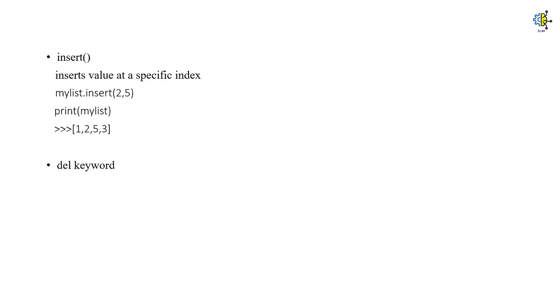The del keyword is used to delete an item at a specified index. So if I say del MyList[0] and print MyList, the output would be 2, 3. So you can see that the value 1, which was initially stored at index 0, has now been deleted from MyList. The del keyword can also be used to delete the entire list completely. When I say del MyList, this command will completely delete my list.